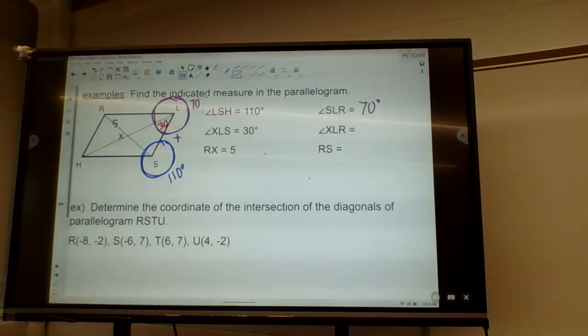Now they want us to find XLR, and we talked about the fact that in parallelograms, those angles aren't necessarily bisected. So the other one can't just automatically be 30. That's a really common response because it kind of looks like it could be the same. But we know if the whole thing is 70, these together have to add to 70, so 30 and 40 would give us that 70 degrees.